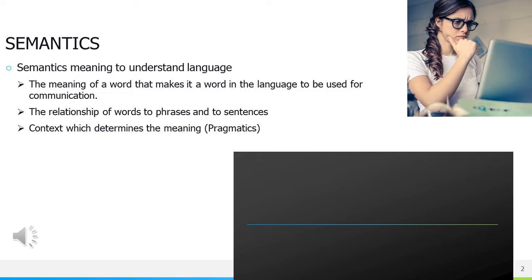Semantics. Semantics means to understand language. The first is the meaning of a word that makes a word in the language able to be used for communication. The second is the relationship of words to phrases and to sentences. The third is context, which determines the meaning. Doing semantics is attempting to spell out what it is we all know when we behave as if we share knowledge of the meaning of a word, a phrase, or a sentence in a language.